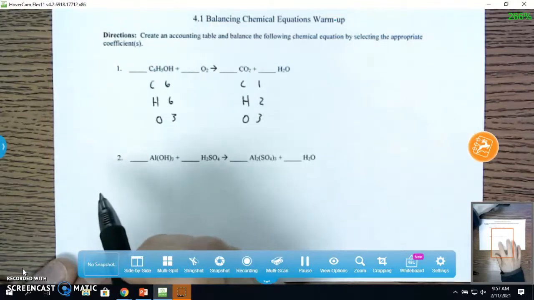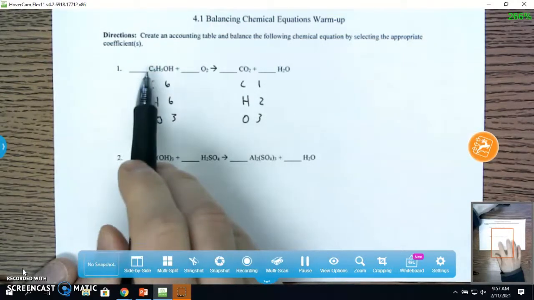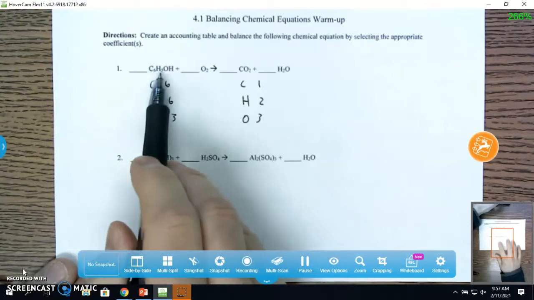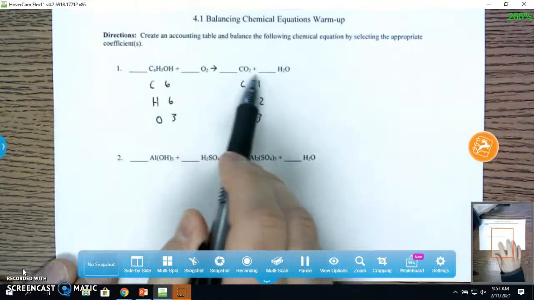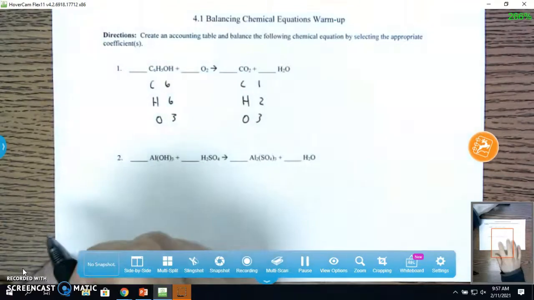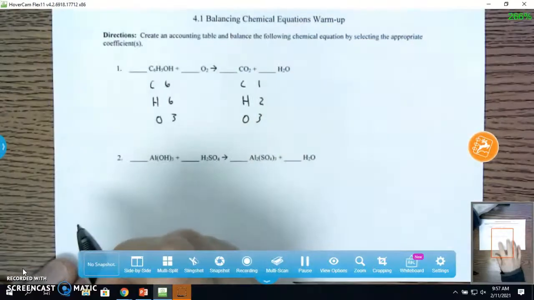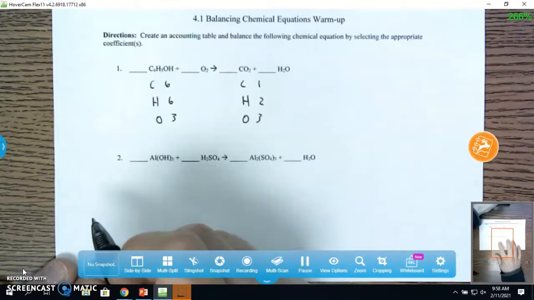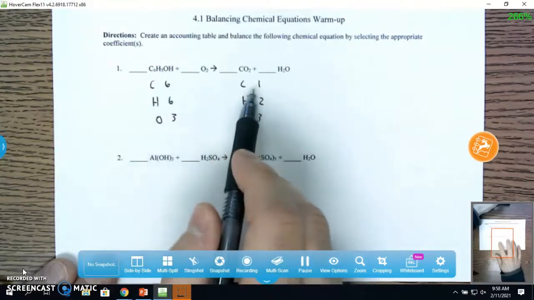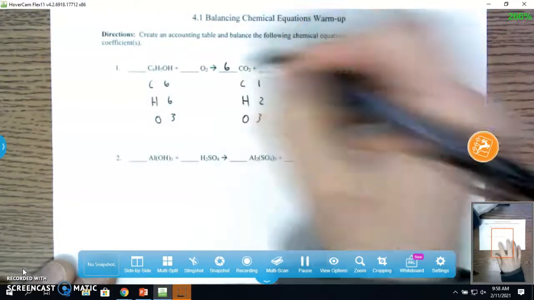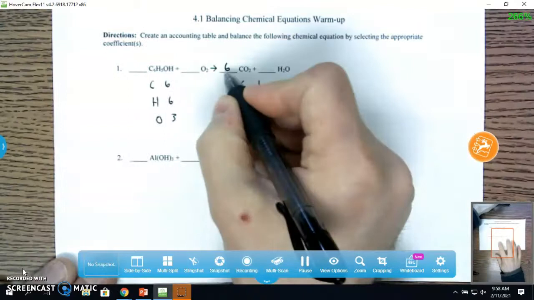Remember the general principle of combustion reactions. This is a combustion reaction because it has a hydrocarbon plus diatomic oxygen, makes carbon dioxide and water. With combustion reactions, you always have to save oxygen for last. So it doesn't matter if we balance the carbon or hydrogen first, but we have to save oxygen for last. So I can see that I've got 6 carbons on the left and 1 on the right, so I need to work on the right-hand side, and I need to pick a coefficient of 6.